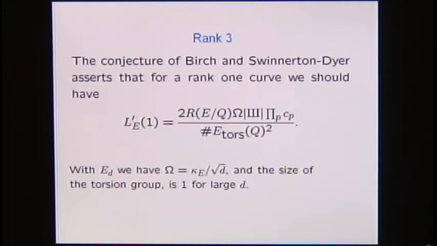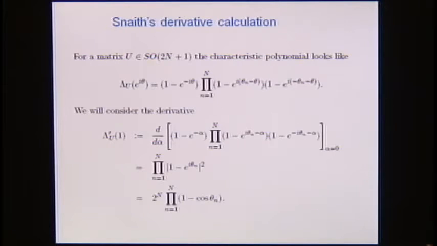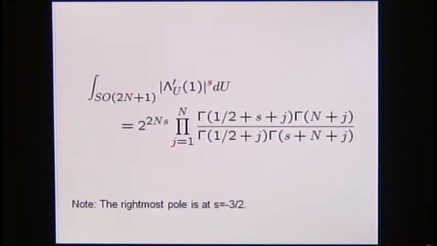We can't really sort this out because we can't separate the size of Sha from the regulator. We don't know how to do that. There's some mysterious connection there. But we can do the experiment. In this case, the relevant thing is to calculate the moment generating function of the derivative, and that turns out to have its rightmost pole at minus 3/2 instead of minus 1/2.